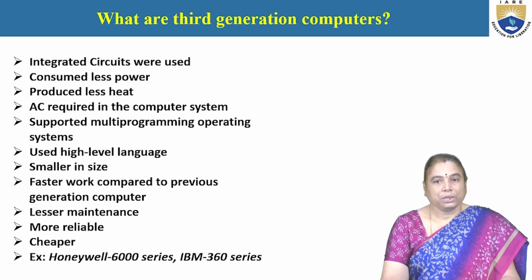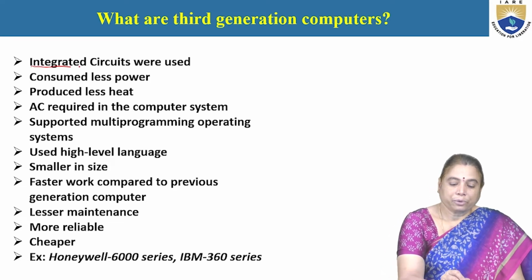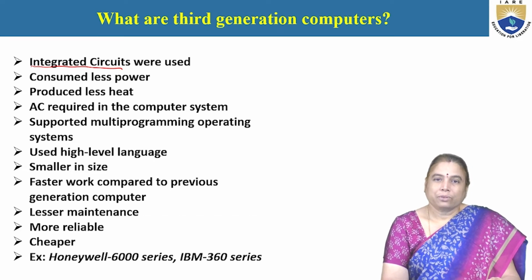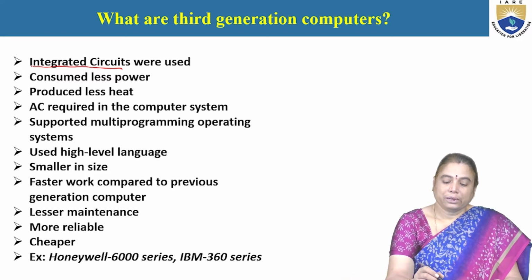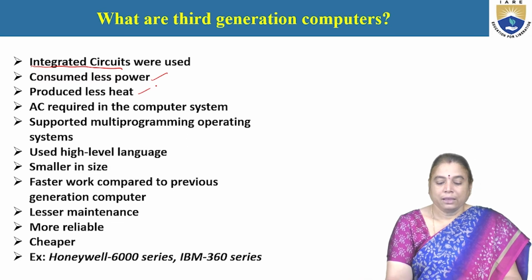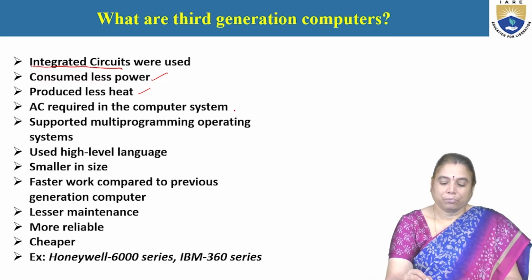What are third generation computers? The third generation computers use electronic integrated circuits as the major component. Hundreds and thousands of transistors can be combined and integrated as an IC, an integrated chip. So the size can be greatly reduced. So the third generation computers consumed less power and produce less heat. AC is required for this computer.